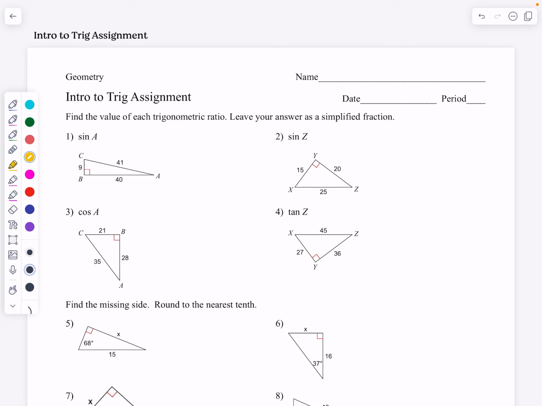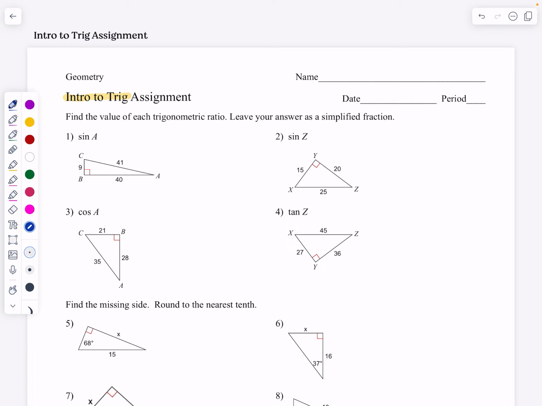Hello everyone and welcome to our notes on Intro to Trig. Today we're just going to be getting used to setting up some ratios, not necessarily simplifying them yet, and then setting up some proportions, not necessarily solving them yet to solve for a side length. Today we're just going to focus on getting used to the idea of trig.